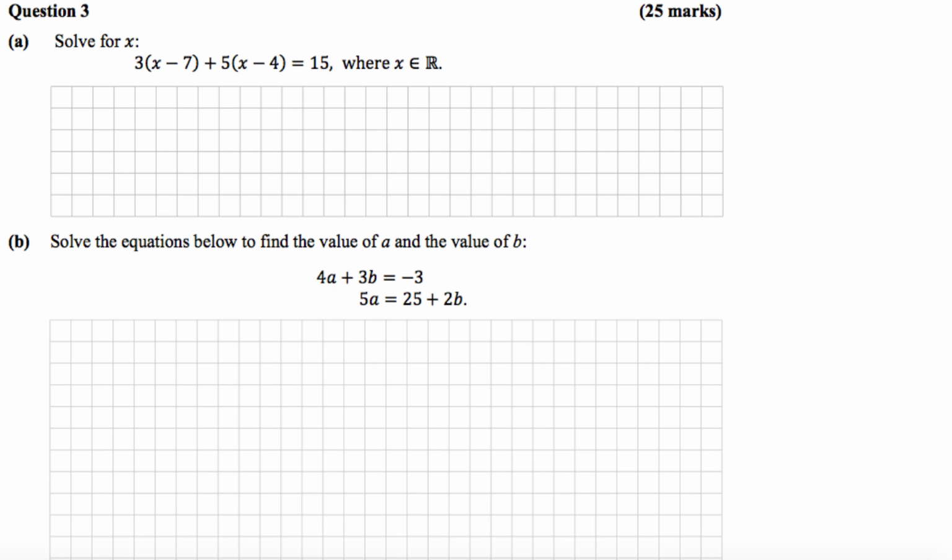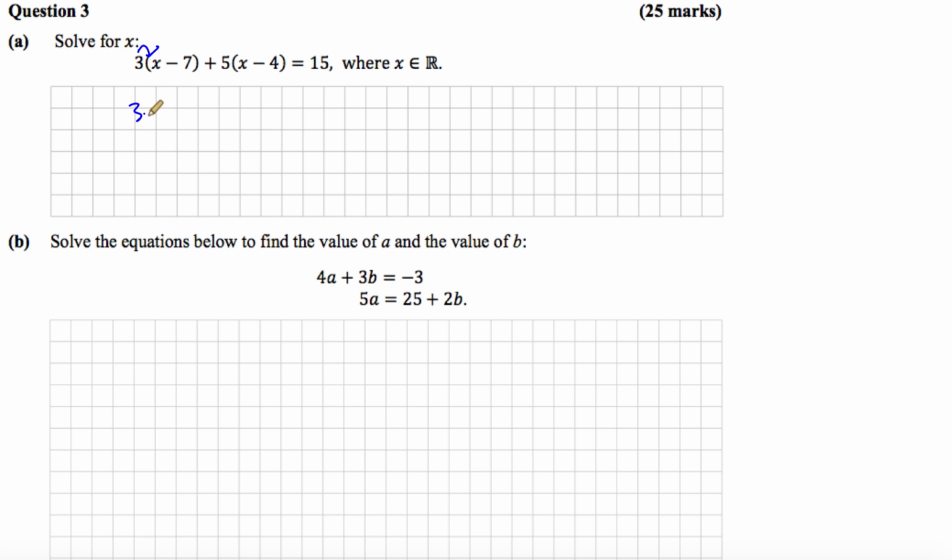So this is the 2016 Leaving Cert Ordinary Level Paper 1, and we're looking at question number 3. Solve for x, and it says 3 times (x minus 7) plus 5 times (x minus 4) is equal to 15, where x is an element of the real set of numbers. Okay, so the first thing we can do is multiply the brackets out here.